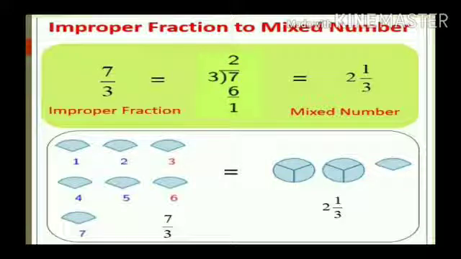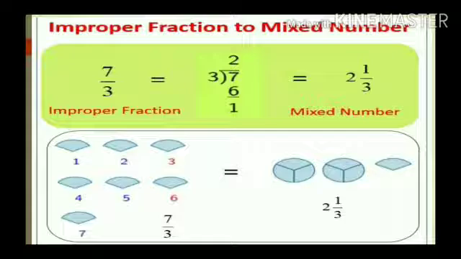Here 7 upon 3 is an improper fraction and after dividing this, we get 2 as the quotient and 1 as the remainder. So we write in the mixed fraction 2 as a whole number, and 1, which is the remainder, we write as the numerator, and 3 is the divisor, which is also the denominator, so you have to write it as the denominator. Which means in a mixed fraction the denominator is the same as in the improper fraction.